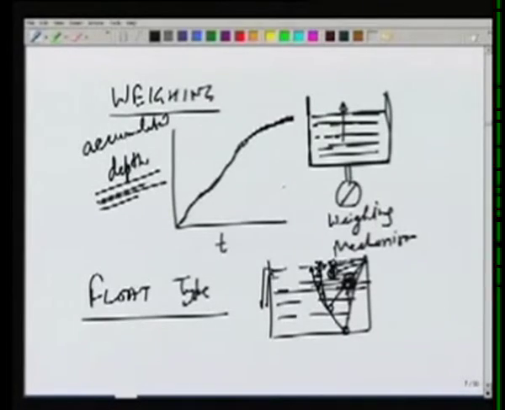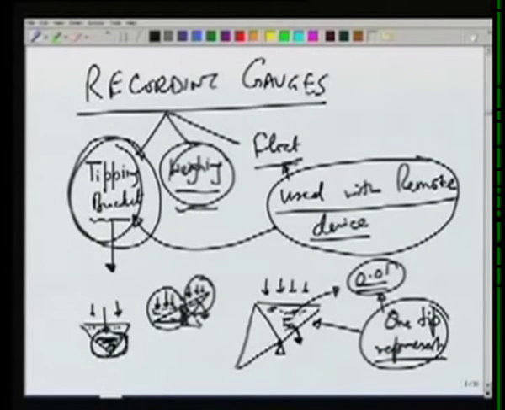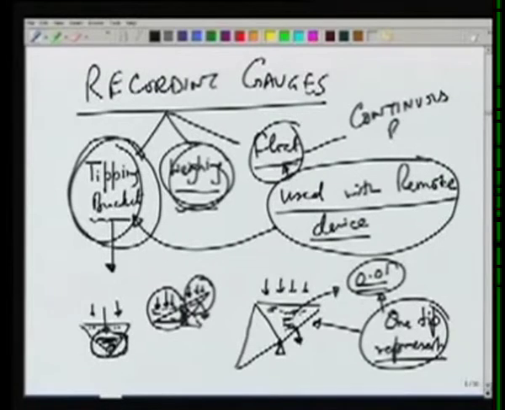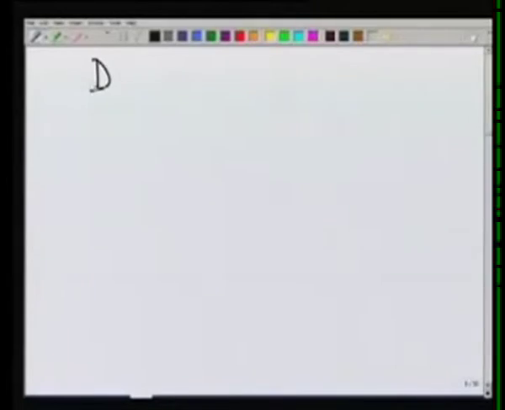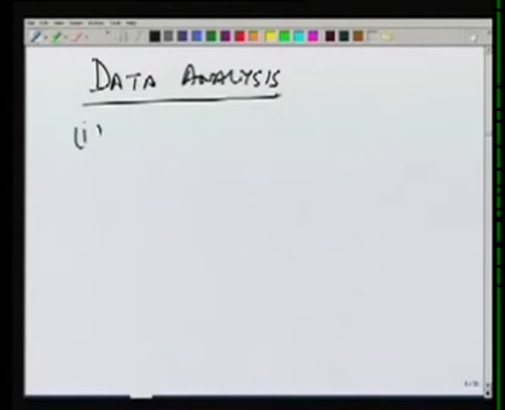So all these three, tipping bucket, weighing type and float type, are recording gauges which give us continuous record, which is very useful for us in analyzing at different times what is the amount or what is the intensity of rain. Once we collect the data, we will have to analyze it using some techniques. So the next thing which we look at is data analysis. First we will see how to present the data.